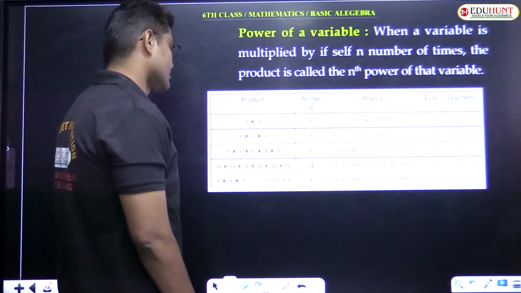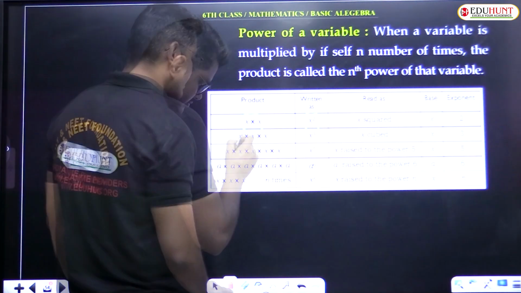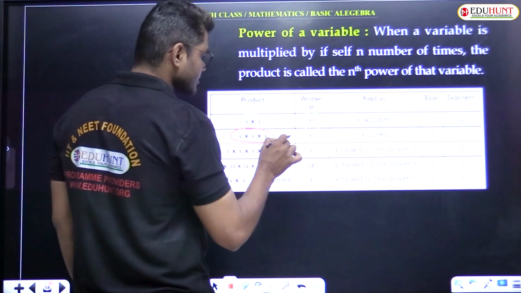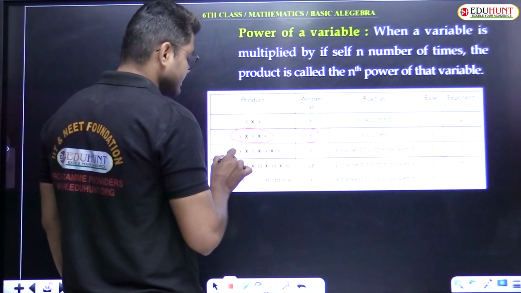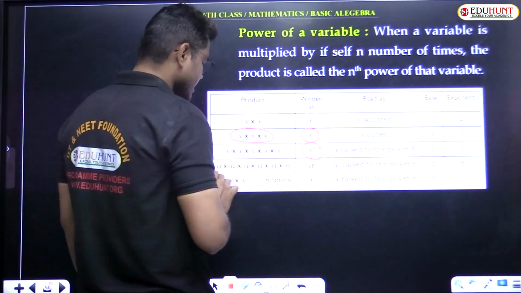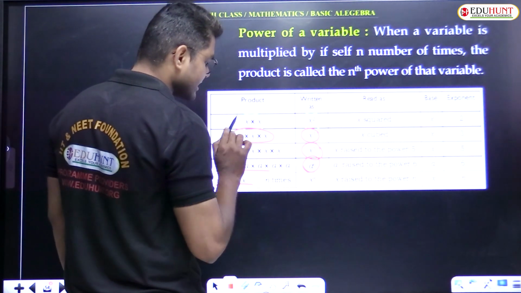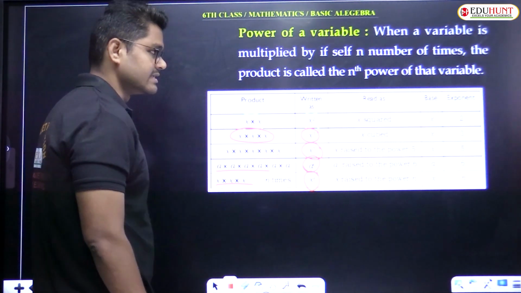Power of a variable. X is multiplied 2 times, so it is x square. X is multiplied 3 times, so it is x cube. X is multiplied 1, 2, 3, 4, 5, so x power 5. A is multiplied 6 times, so a power 6. X is multiplied n times, so x power n.